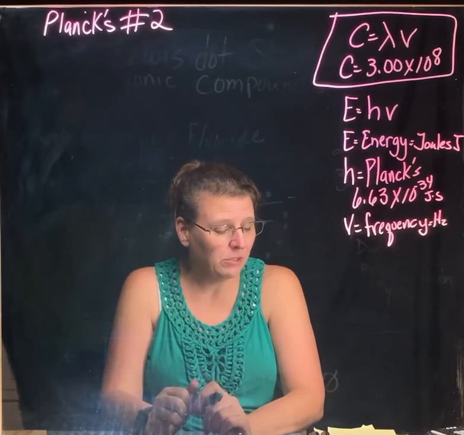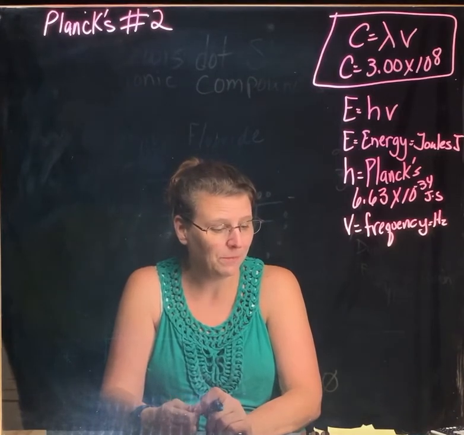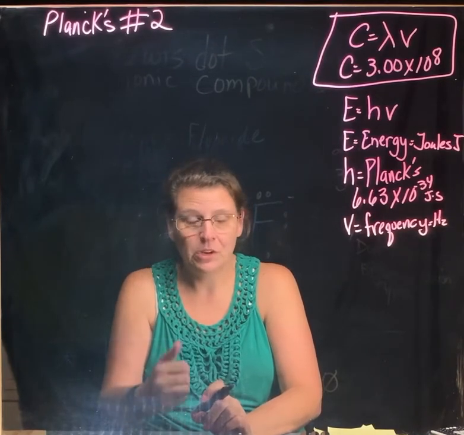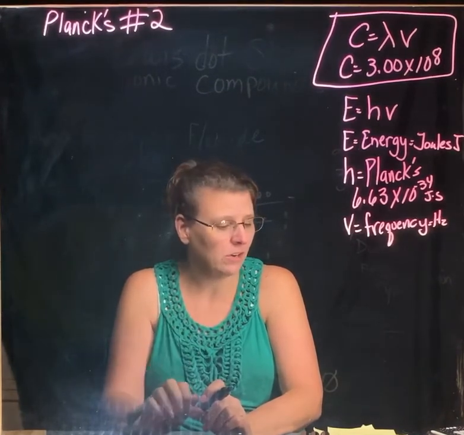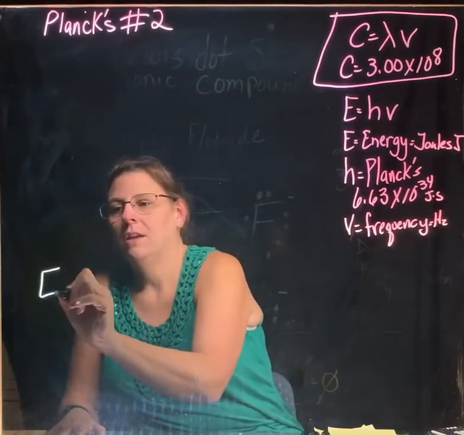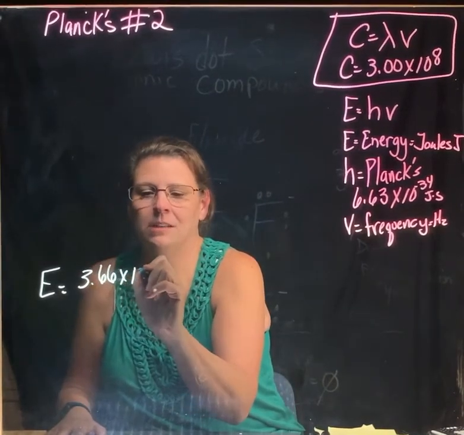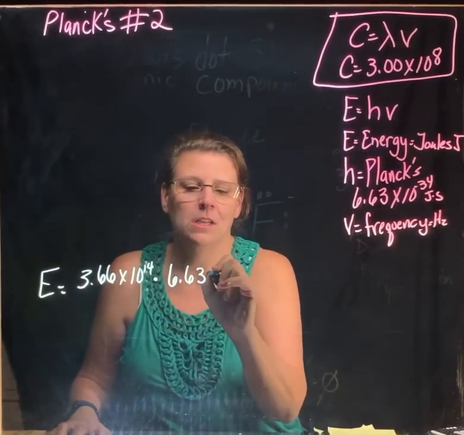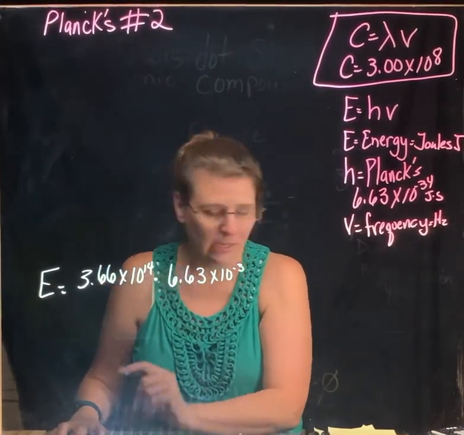First thing we're going to do is read number 1. What is the energy of a 3.66 times 10 to the 14th hertz wave? Circle the 3.66 times 10 to the 14th hertz. Underline the words what is the energy. Put an E above that with a question mark, and put a v over the hertz. Then start plugging it in. E equals 3.66 times 10 to the 14th times Planck's constant, 6.63 times 10 to the negative 34.